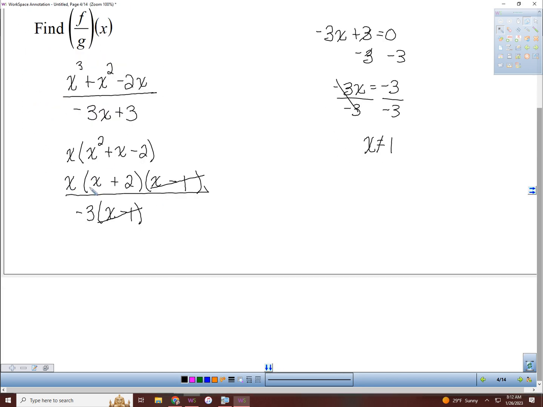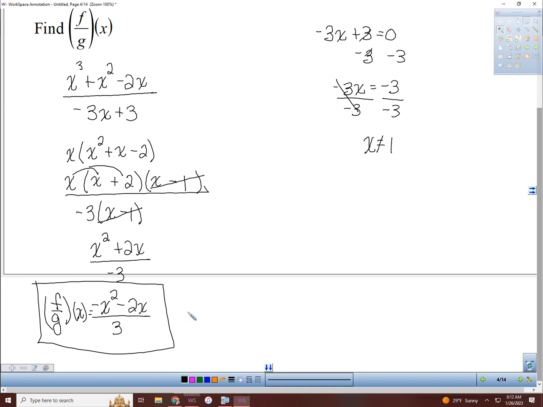So I'm going to go ahead and multiply this x back in. So x times x is x squared, and x times 2 is 2x. And then on bottom I have a negative 3. Now I don't like it when there's a singular term on bottom with a negative, so I'm going to divide everything by a negative 1. So that gives me negative x squared minus 2x all over positive 3. So that gives me f divided by g of x is equal to this.